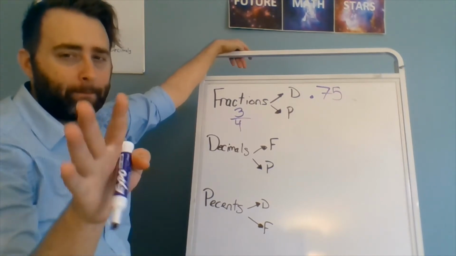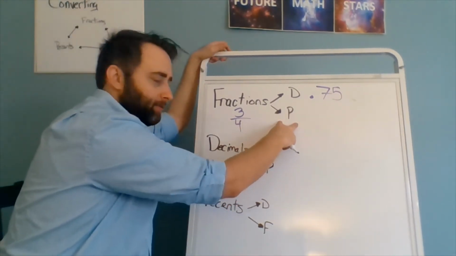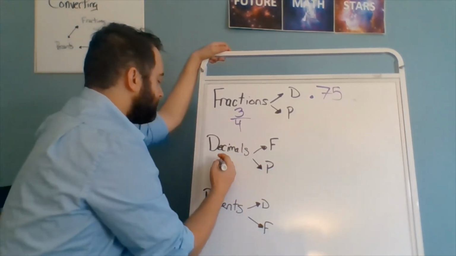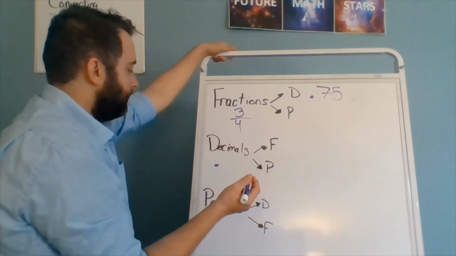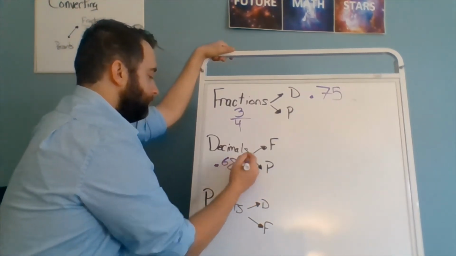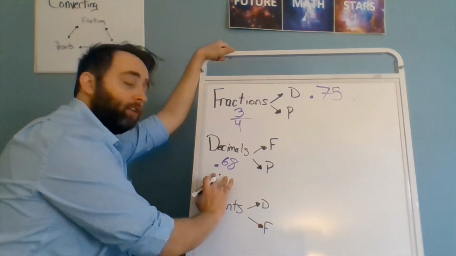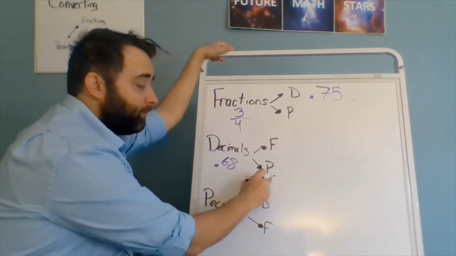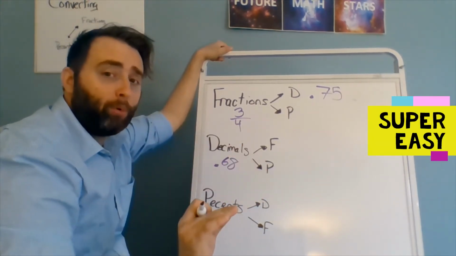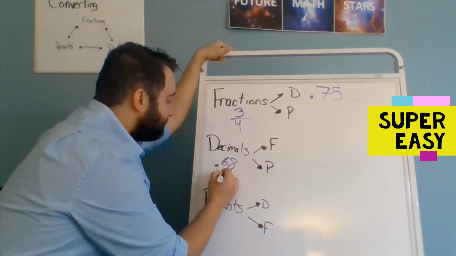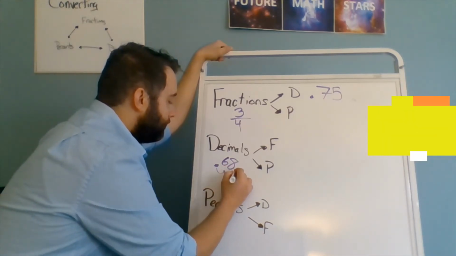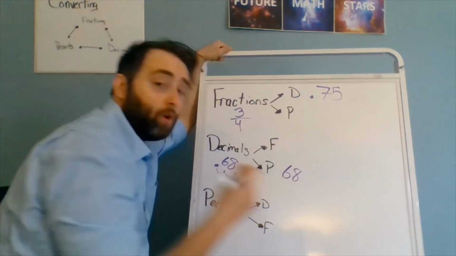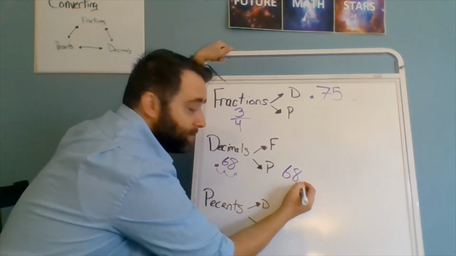Now, let's say I have a decimal, 0.68. Convert that to a percentage. It's super easy. All I have to do is take this decimal, move it once, move it twice. Literally just slide it over 1, 2. And I get 68.